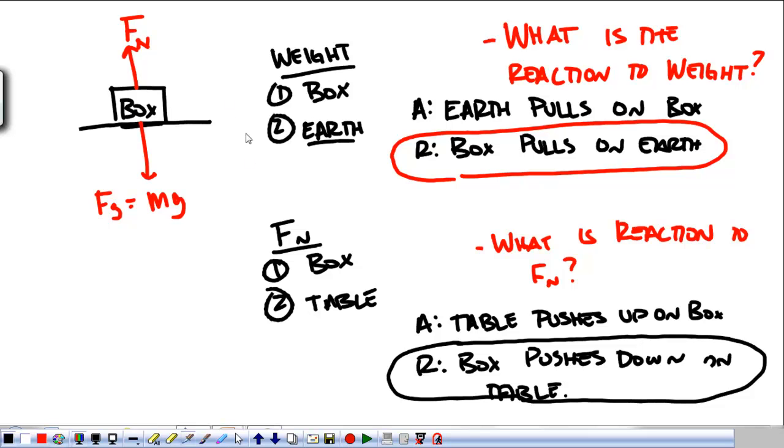And it gets infinitely easier when we look at the two objects involved in the force. And it has to be two objects. It's not the box and gravity. Gravity is not an object. It's not the box and weight. Weight is not an object. It's the box and the earth. Those are the two objects involved. And action-reaction is between those two objects. And with this one, it's the box and the table. And action-reaction is between those two objects. So, that's it for Newton's three laws.